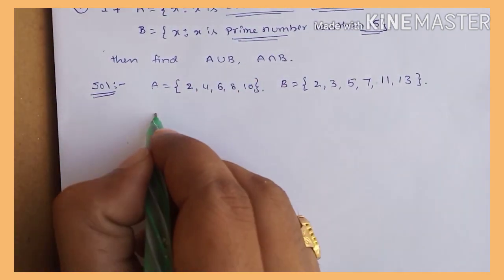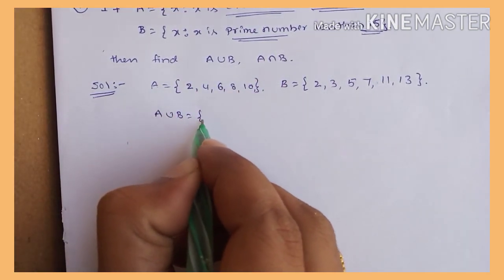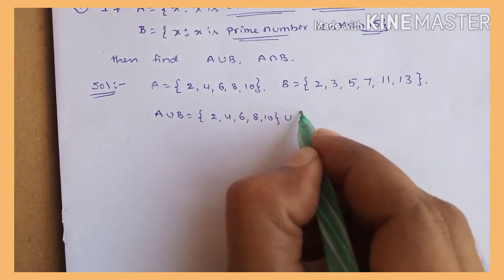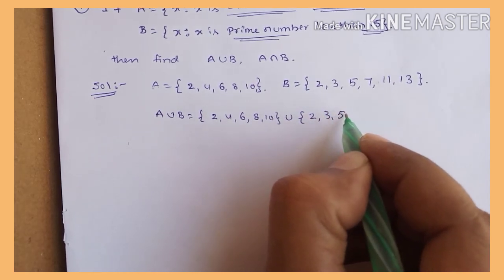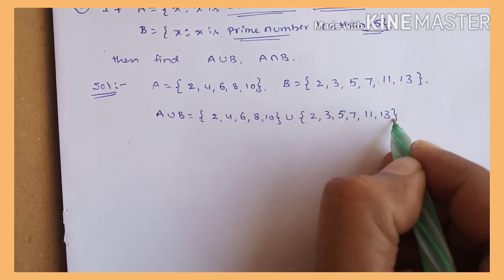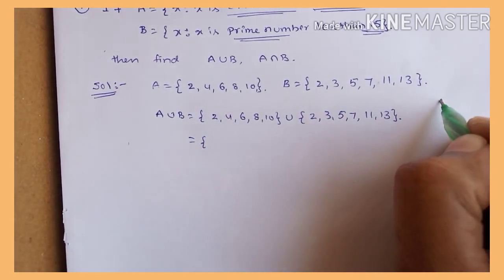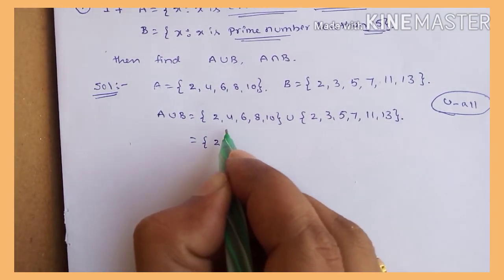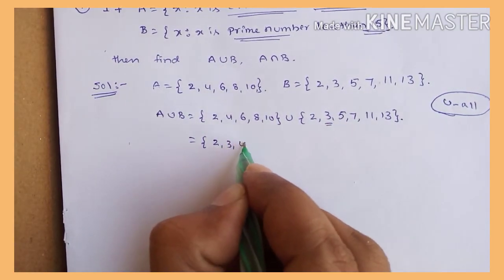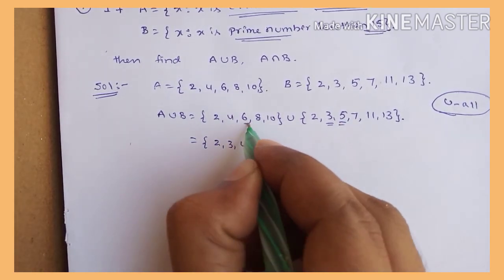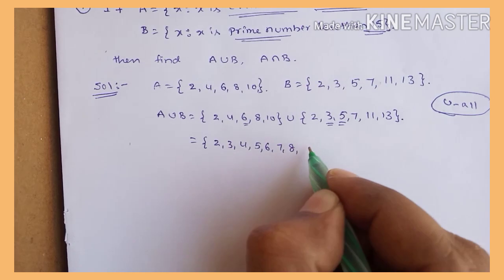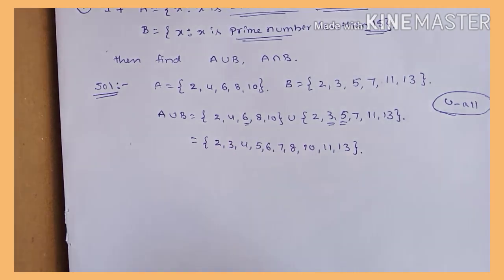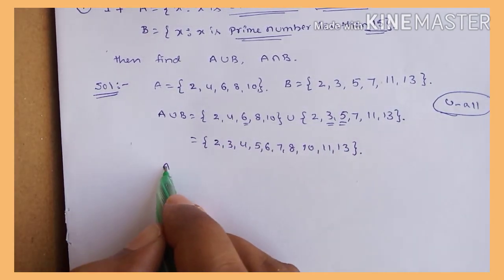Now what do you have to find? A union B. Set A is equal to 2, 4, 6, 8, 10, union 2, 3, 5, 7, 11, 13. Union means you have to write all elements. What are here? 2, later in order 3, next number 4, next 5, next 6, 7, 8, no 9, 10 is there, 11, 12 is not there, 13. This is A union B, right?